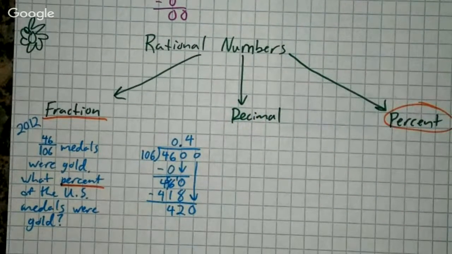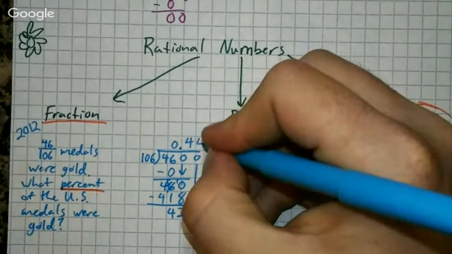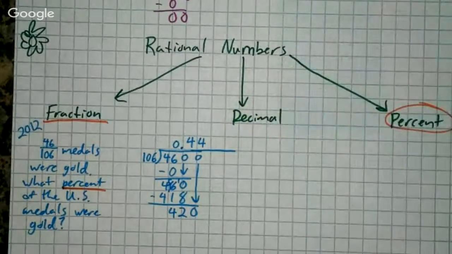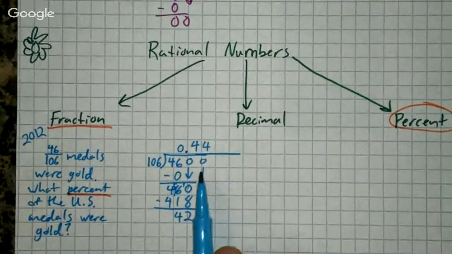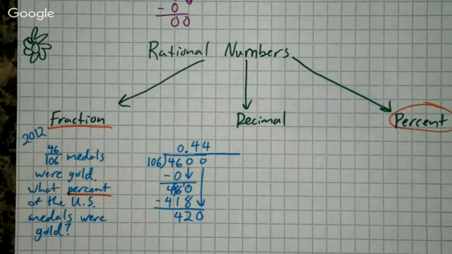106 goes into 420 4 times. Oh, you may be saying, look at that. We may have a repeating decimal. Well, you always need to go a little further, right? And we should probably get our decimal at least to the thousandths place. Right now we're in tenths, hundredths. We got to at least go to the thousandths. And we'll see where it goes from there.